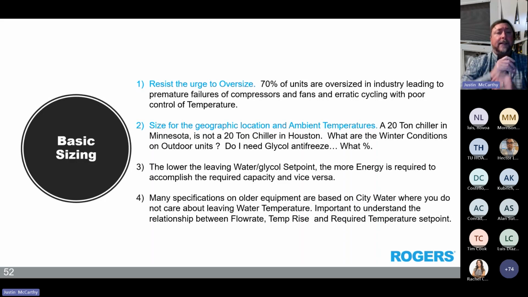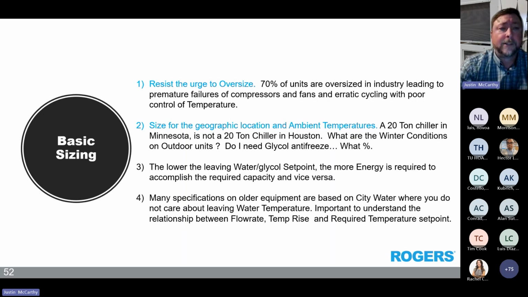Let's talk about basic sizing. Resist the urge to oversize. 70% of units are oversized in industry, leading to premature failure of compressors and fans, and erratic cycling with poor control of temperature. Size for the geographic location and ambient temperatures. A 20-ton chiller in Minnesota is not a 20-ton chiller in Houston.